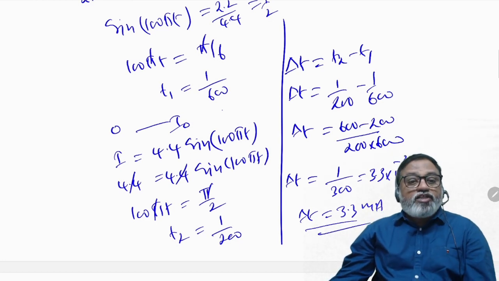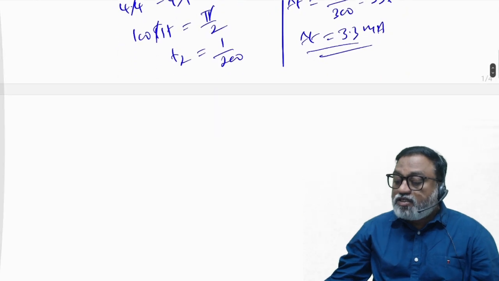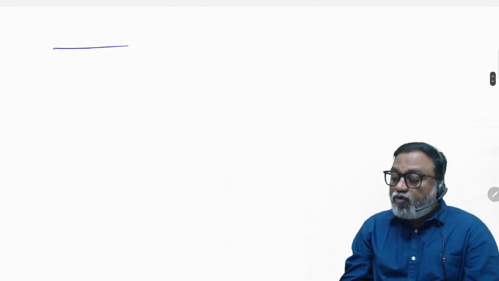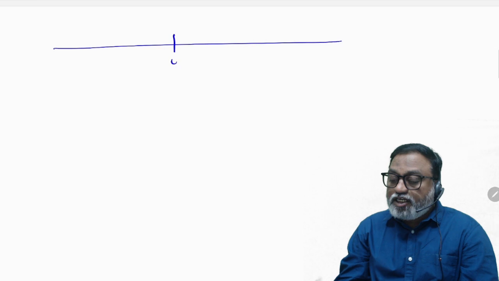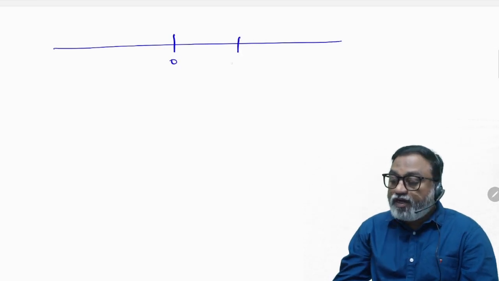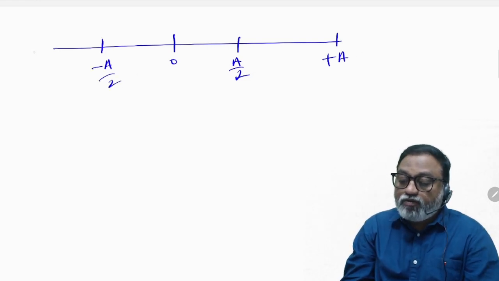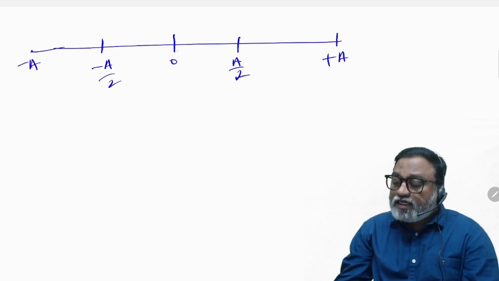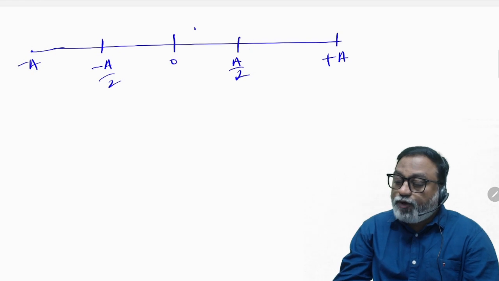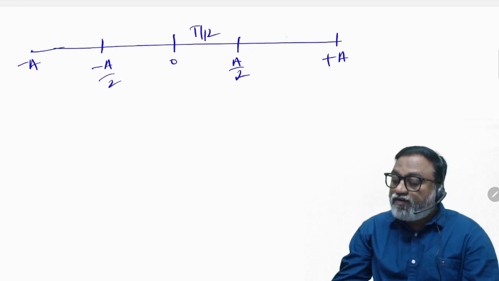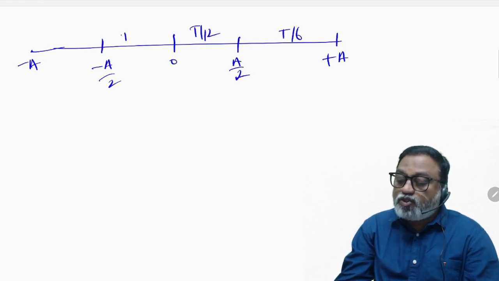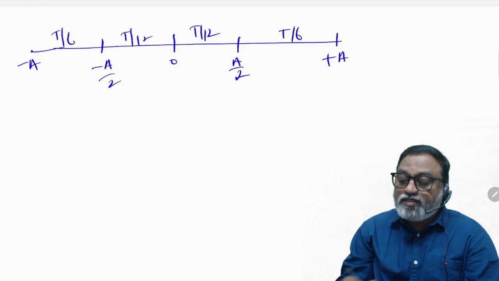Now we are going to solve this problem by logic. In simple harmonic motion, this is a displacement 0. Here is half of the amplitude, a by 2. This is amplitude plus a. Here minus a by 2, and this is minus a. The time taken from 0 to half of the amplitude is T by 12. Half of the amplitude to a is T by 6. Here also T by 12, and this is T by 6.